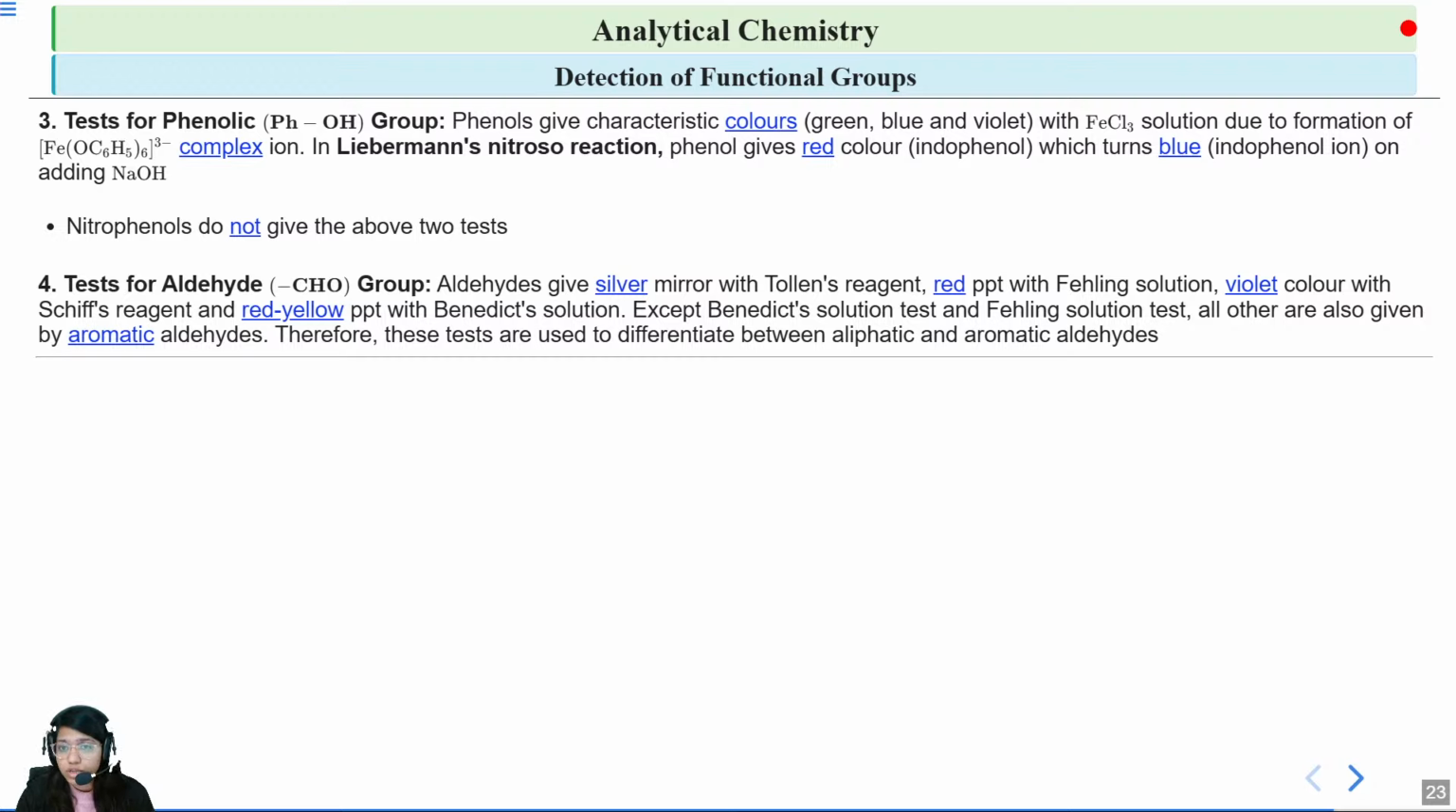With Fehling's solution, aldehydes give a brick red precipitate of Cu2O, and with Benedict's solution they form a red-yellow precipitate. But these two tests are given only by aliphatic aldehydes. This Fehling's test and Benedict's test is given only by aliphatic aldehydes, not by aromatic aldehydes. So these tests help us to distinguish aliphatic aldehydes from aromatic ones.